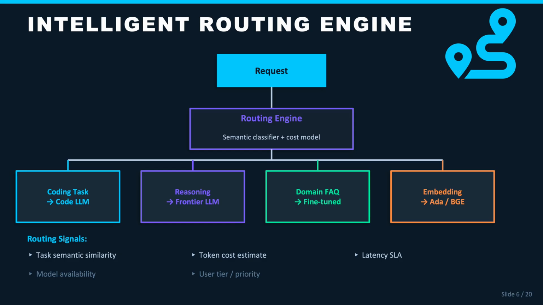A coding task routes to the code LLM. A complex multi-hop reasoning task routes to a frontier model. A domain-specific FAQ routes to your fine-tuned model. An embedding request routes to ADA or BGE. The router continuously learns from outcomes, improving its accuracy over time. Getting this routing logic right can reduce your cost by 60 to 75% while simultaneously improving response quality.